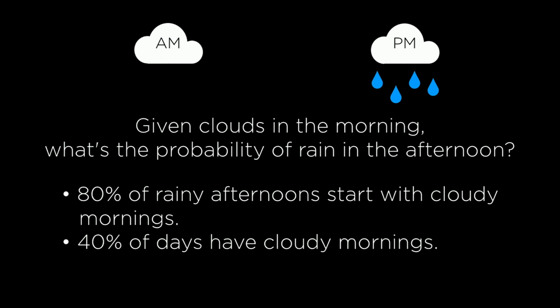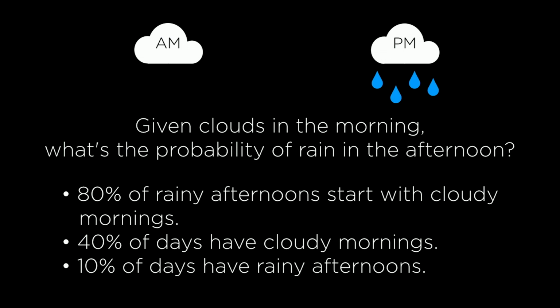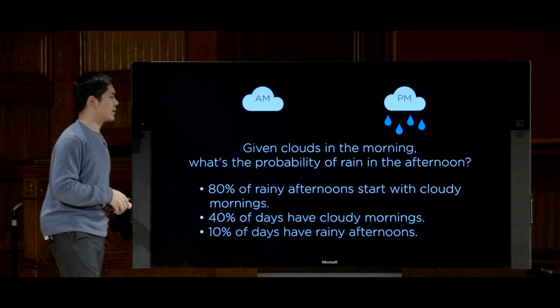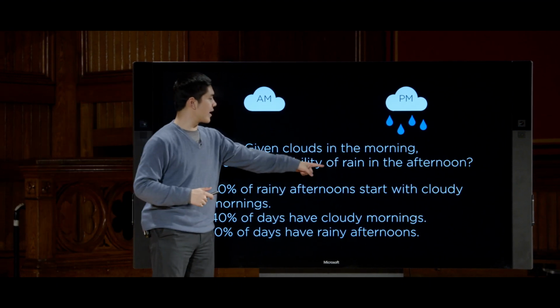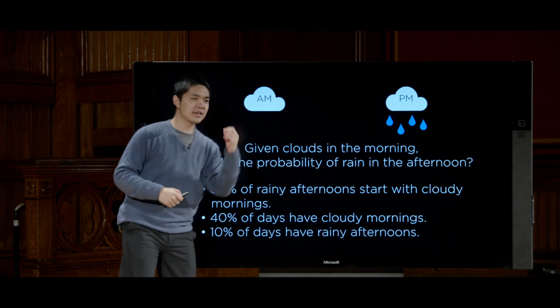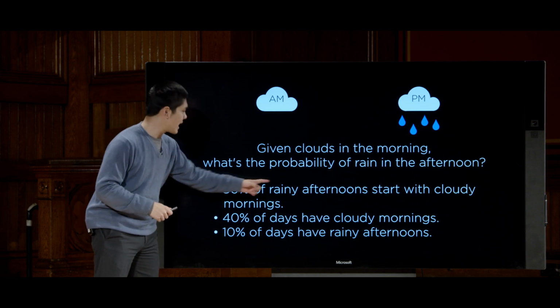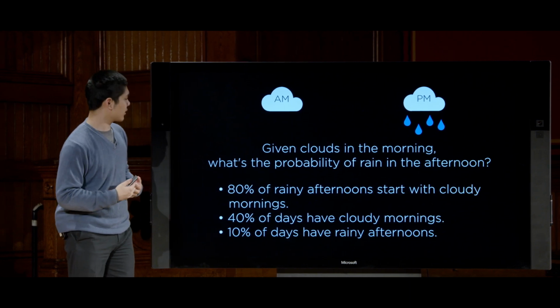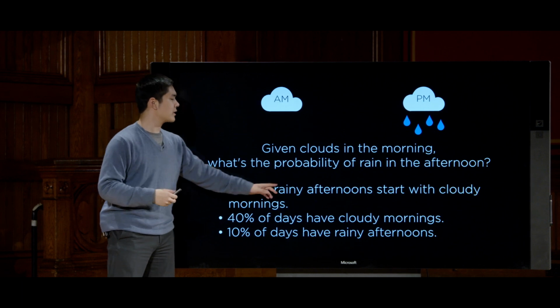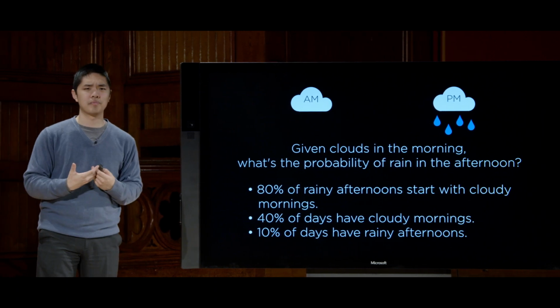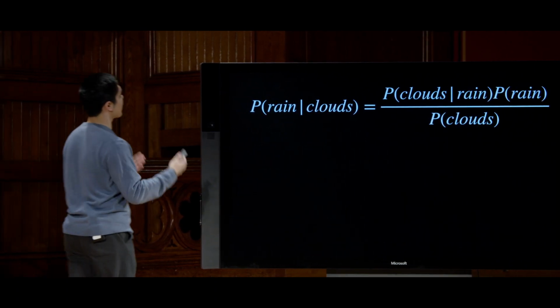I also know that 40% of days have cloudy mornings. And I also know that 10% of days have rainy afternoons. And now using this information, I would like to figure out, given clouds in the morning, what is the probability that it rains in the afternoon? I want to know the probability of afternoon rain given morning clouds. And I can do that in particular using this fact: if I know that 80% of rainy afternoons start with cloudy mornings, then I know the probability of cloudy mornings given rainy afternoons. So using the reverse conditional probability, I can figure that out. Expressed in terms of Bayes' rule, this is what that would look like.